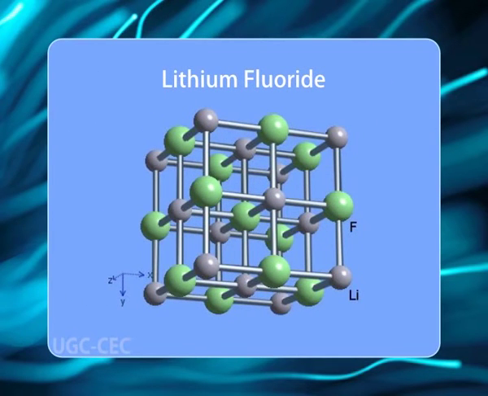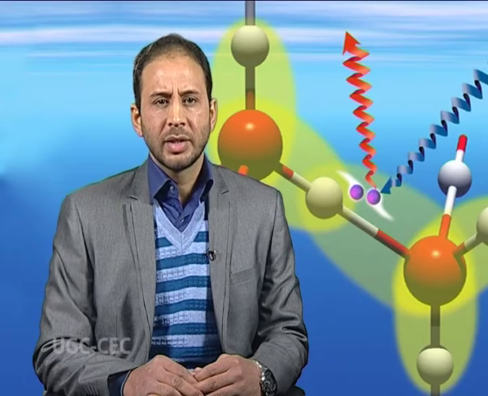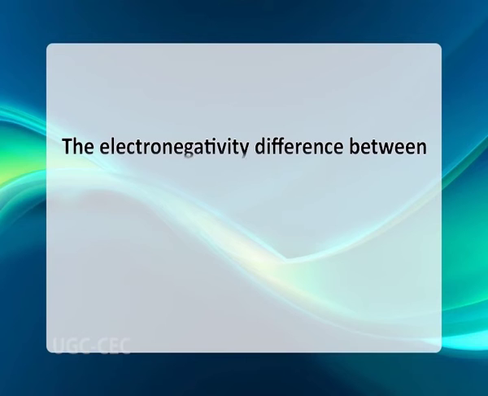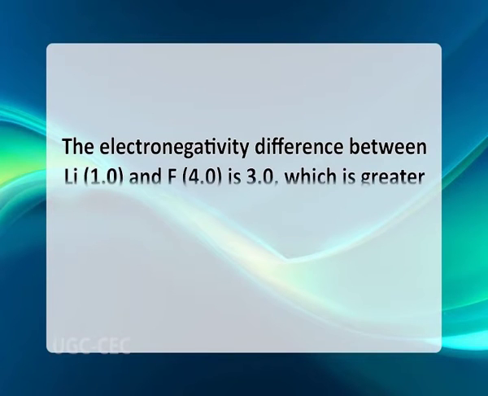Thus formed lithium positive ion and fluoride ion get attracted towards each other to form the ionic compound lithium fluoride. The electrovalency of lithium is 1 since it loses one electron. The electrovalency of fluorine is also 1 since it gains one electron. The electronegativity difference between lithium, having the electronegativity 1, and fluorine, with an electronegativity of 4, is 3, which is greater than 1.7. Hence, the bond formed is an ionic bond.